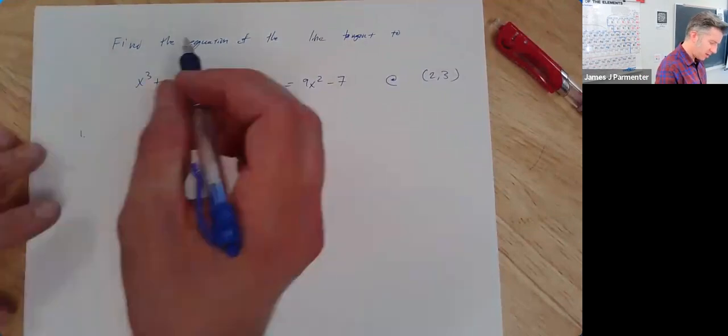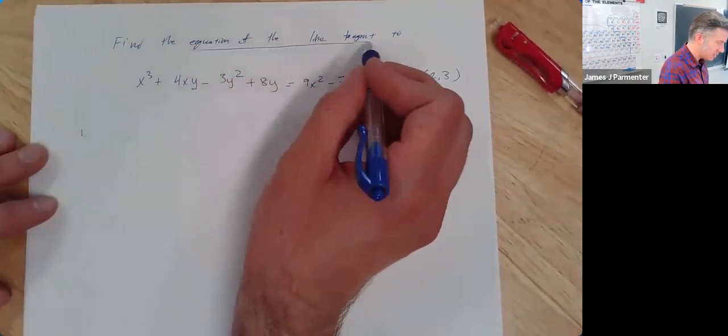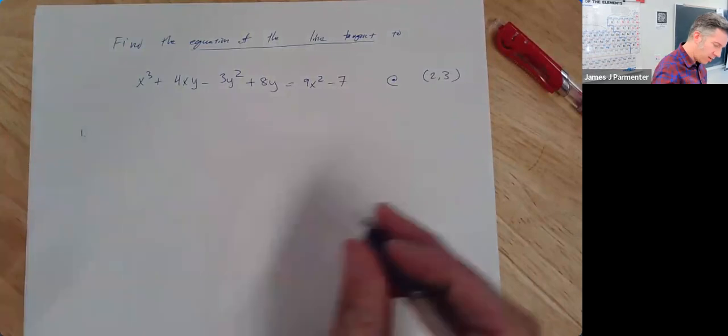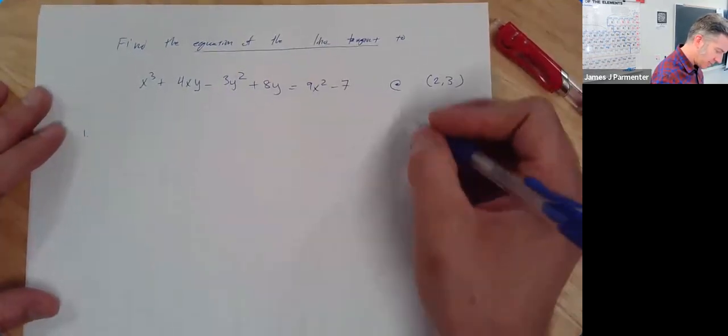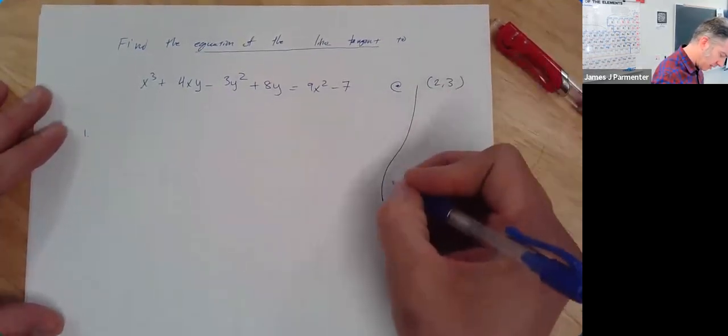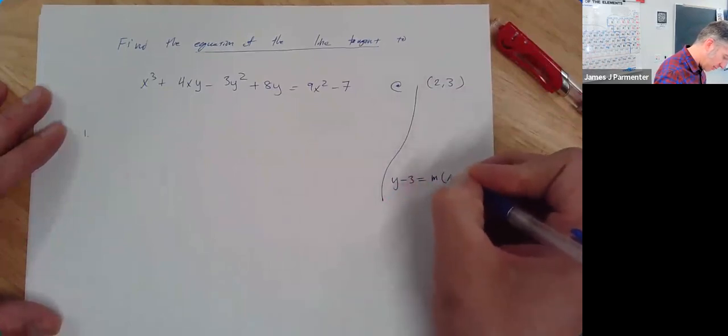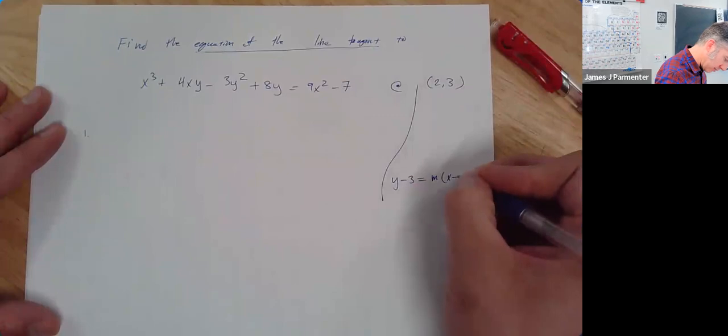If I'm trying to find the equation of the line tangent, what pieces of information do I need to find the equation of a line? I need a slope. What else do I need? I need a point. I have a point. So all I really need is a slope, because then I can say that my equation of my line is going to be y minus the y coordinate equal to the slope times x minus the x coordinate.